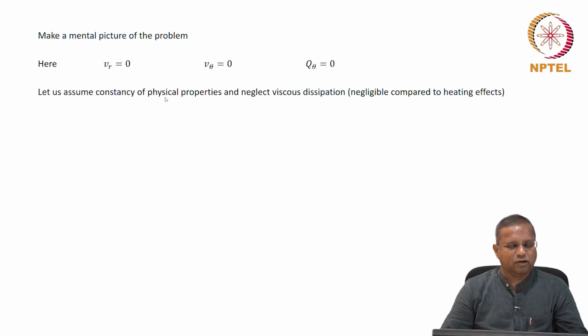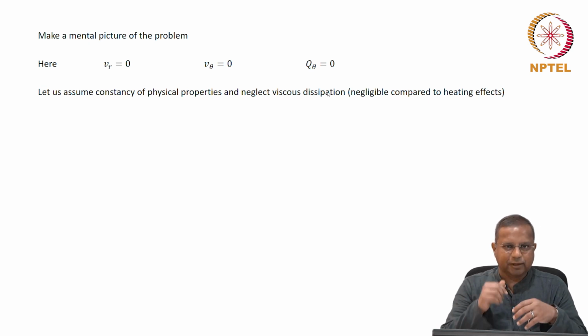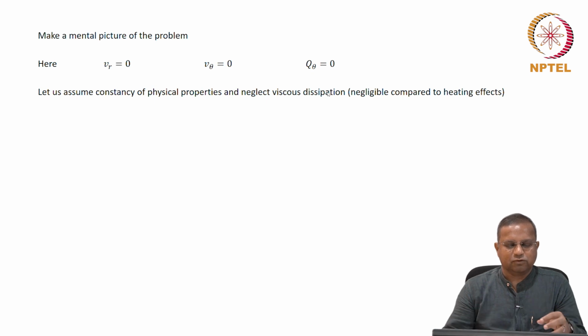Let us assume constancy of physical properties and neglect viscous dissipation, negligible compared to the heating effects. Because we are heating here, the energies involved due to heating would be much larger compared to the energies involved due to viscous dissipation, because of laminar flow, viscosity, and so on. So, we are going to neglect viscous dissipation in comparison to the heating effects here.